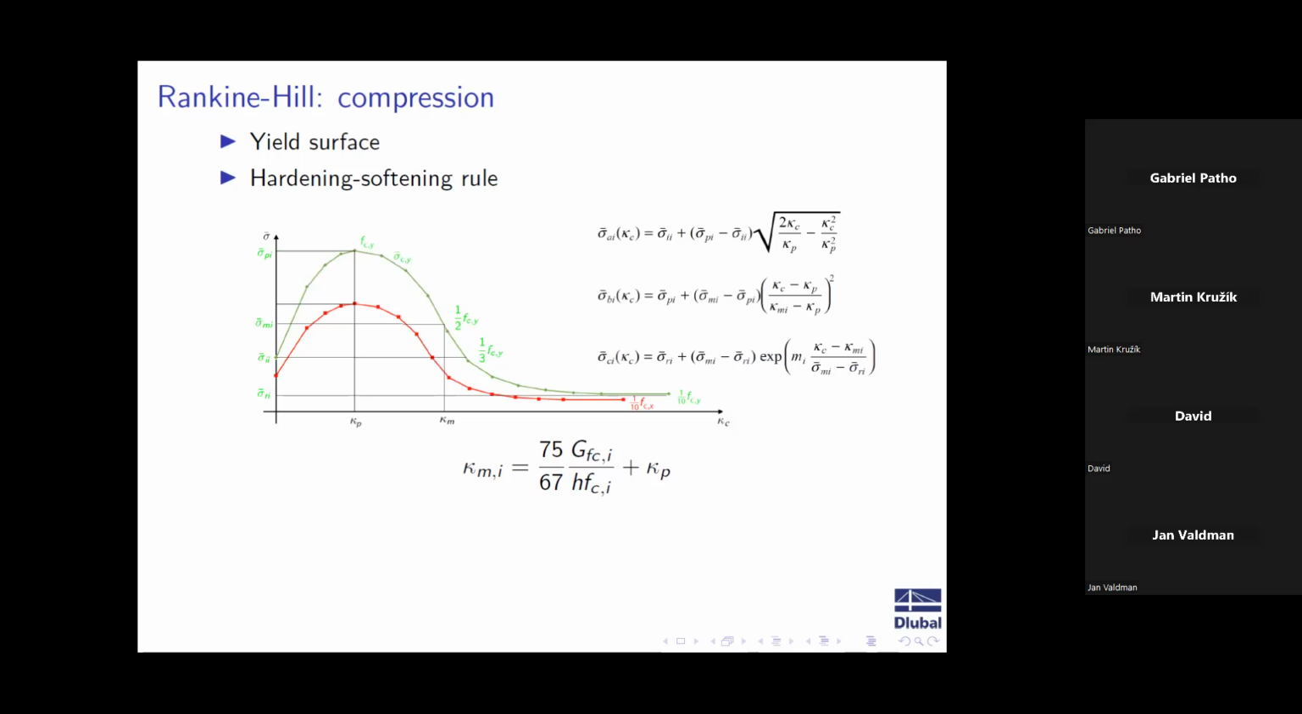For compression, we have a hardening-softening rule. This is a quadratic hardening, actually an isotropic hardening, because for both directions in x and y, we have the same rate of hardening, followed by quadratic softening up to my kappa, my plastic strain, which we take at half of my compressive strength, followed by an exponential softening, which models the crushing, the final ultimate state of my masonry structure.